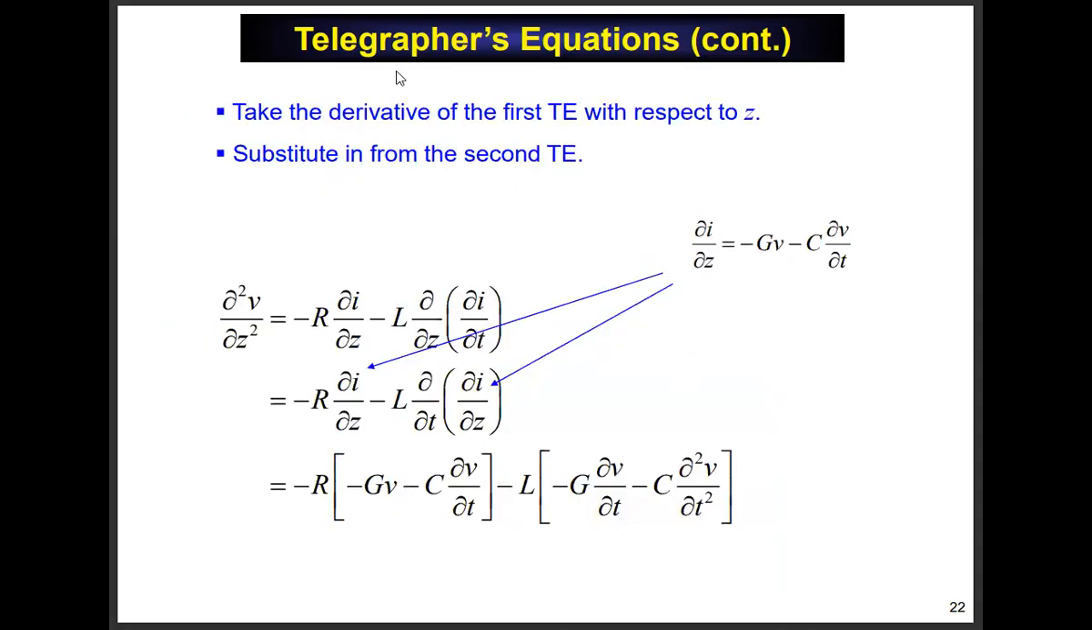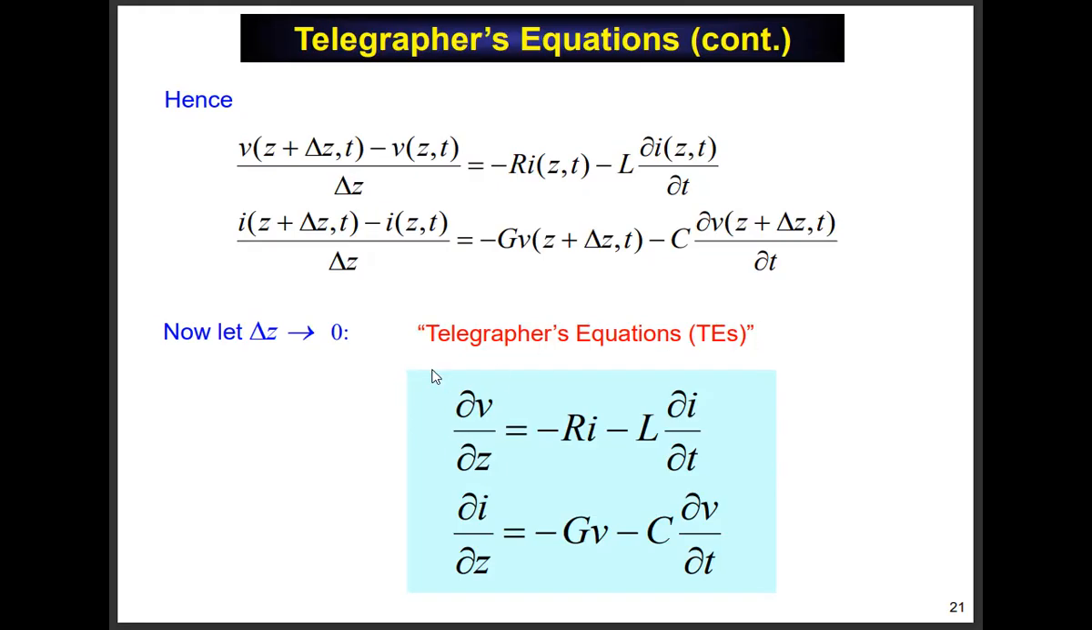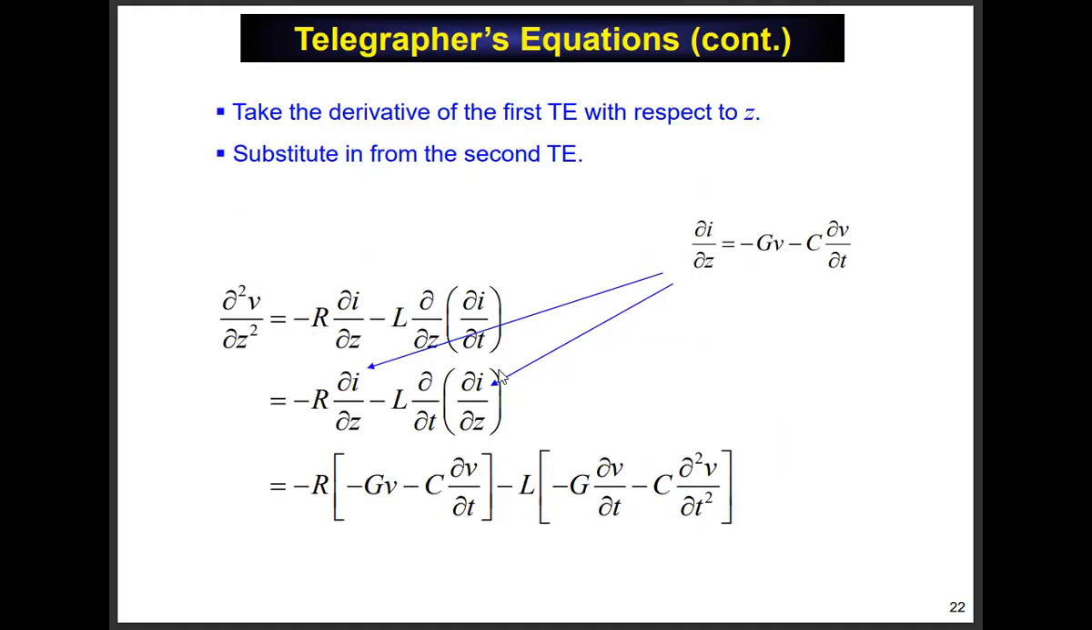Here's the recipe. First step in the recipe: take the derivative of the first telegrapher equation with respect to Z. The first one is here. So I'm taking the derivative of both sides with respect to Z. This is going to convert on the left to the second partial with respect to Z. For this term, I'll have partial of I with respect to Z. This already has a time derivative, so I'll have a time derivative and then a Z derivative. So it becomes like this.